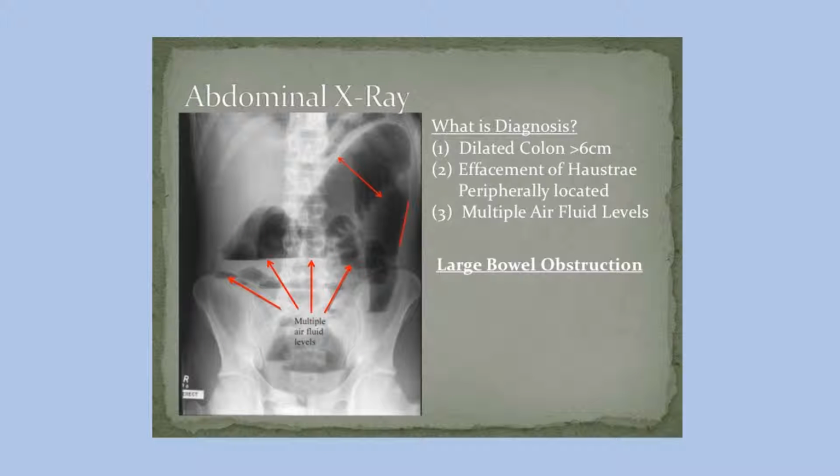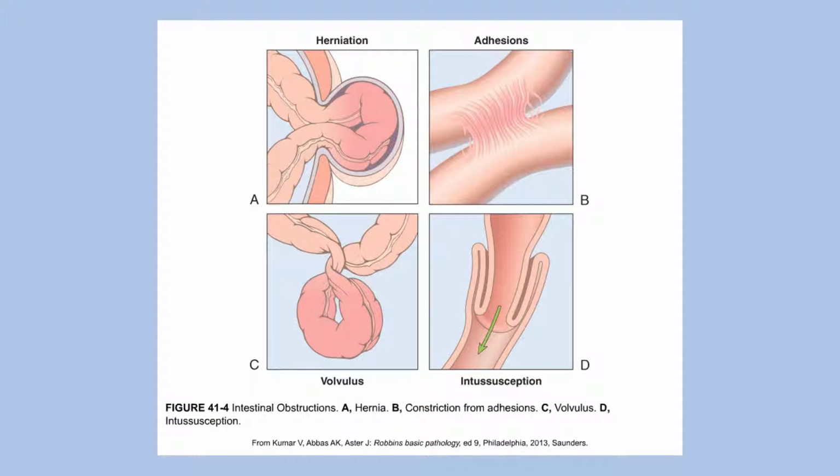This is an x-ray of, what is the diagnosis? This is a dilated colon, with effacement of the haustral folds, peripherally located. These folds are spread apart, and there are multiple air fluid levels. See? These are all air fluid levels. This is a large bowel obstruction.